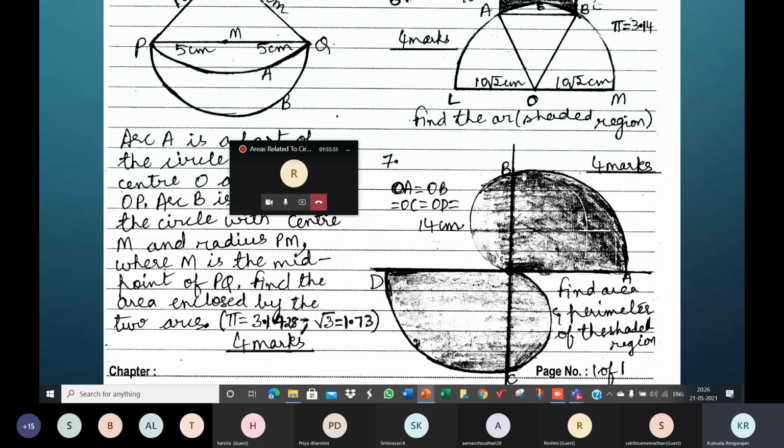Please make a note of this. These are quadrants. This is a quadrant and this is a semicircle. You can see two semicircles and two quadrants. Two quadrants and two semicircles. These line segments are equal to 14 centimeters. Given this, we need to find the area and perimeter of the shaded region. Find the perimeter. Area is simple. Find the perimeter, children. All of you work out the perimeter first. Let's see who can give me the correct answer.